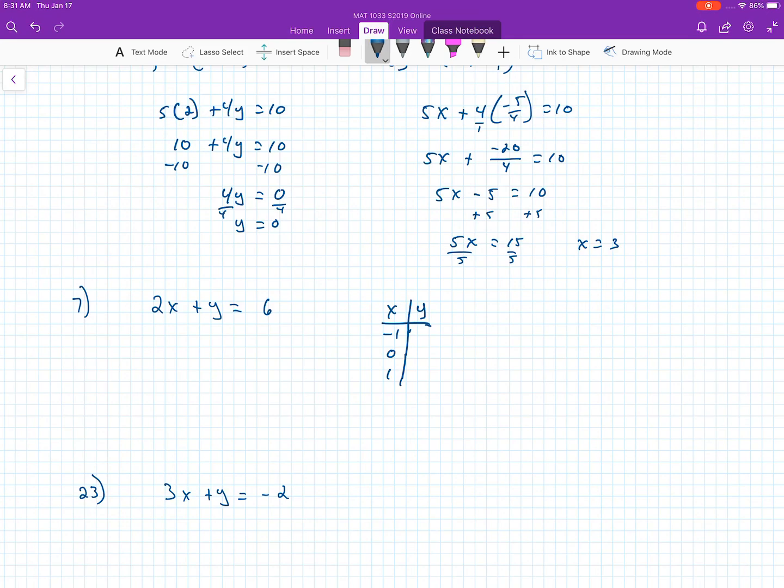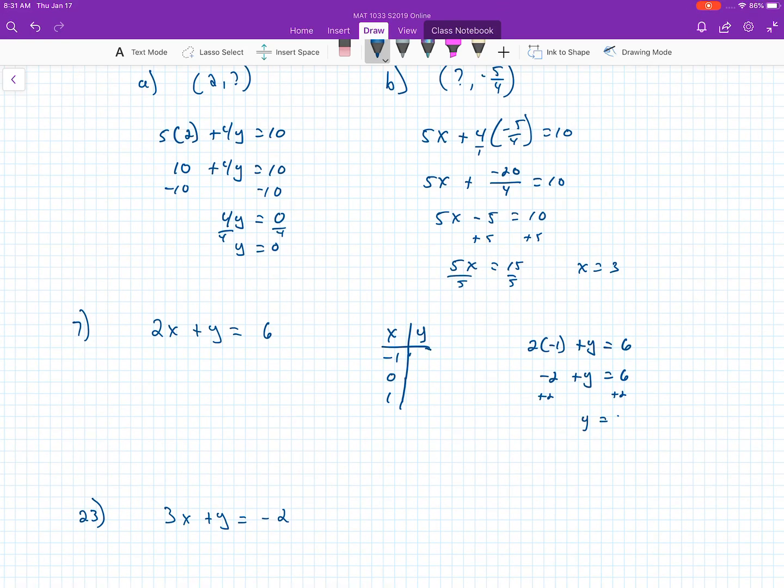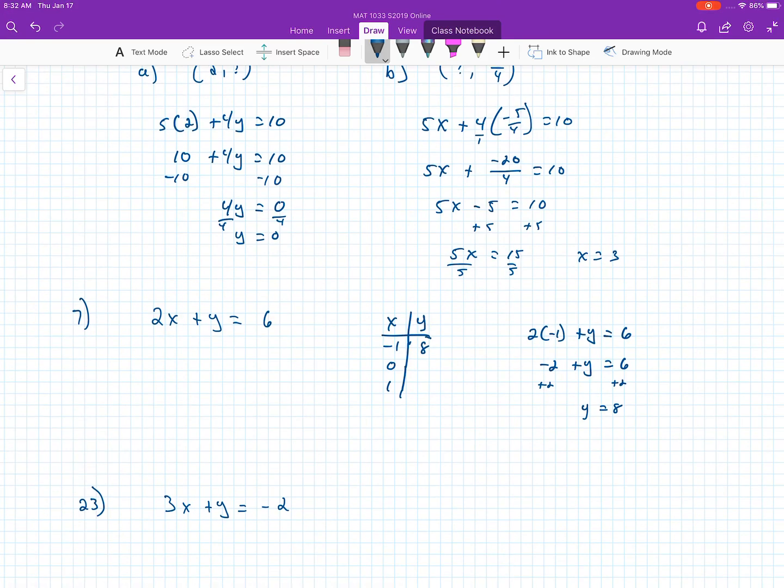This is essentially what we did up here in number 4, where we have one of the missing variables. So 2 times negative 1 plus y is equal to 6. So negative 2 plus y is equal to 6, right? And then we're going to add 2 to both sides. And y is equal to 8. So that's our first ordered pair. The next one, what we're going to do is we're going to go ahead and use 0.